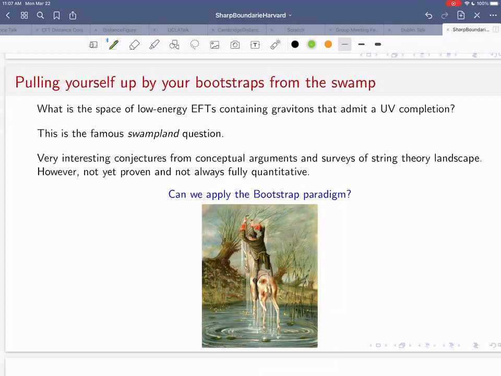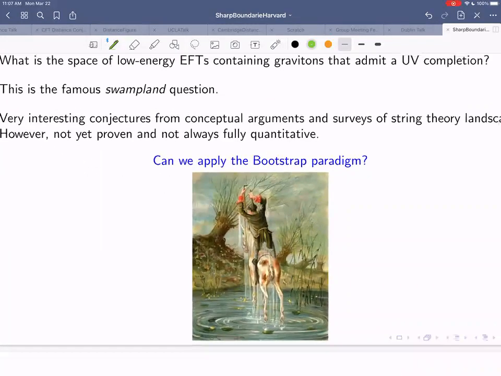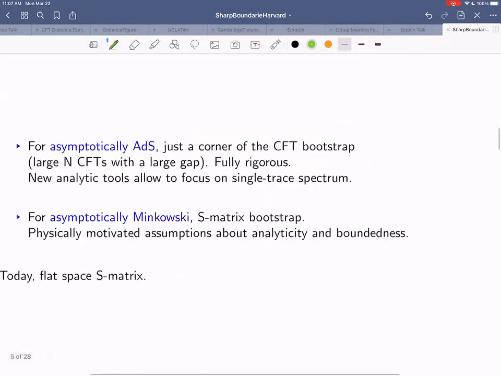And here, to illustrate this idea, I have this cartoon of Baron Munchausen, who was the original bootstrapper. The metaphor of pulling yourself up by your bootstraps actually has this antecedent in the fact that Munchausen was lifting himself up by his pigtail from the swamp. And so the idea is, can we actually get out of the swamp using the bootstrap?